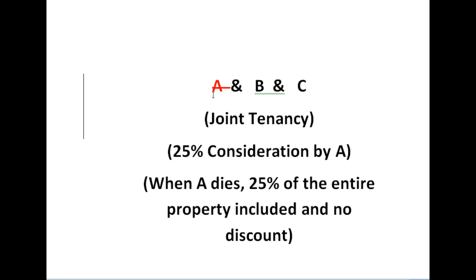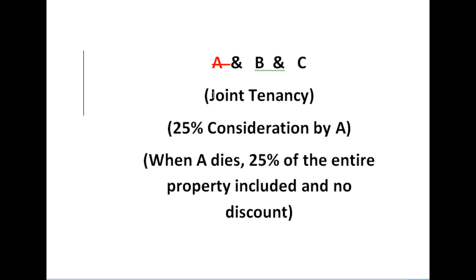In the next example, we're going to look at a situation when there's been consideration given. So if we have A, B, and C who acquired the property together, and A gave 25% of consideration between them and the others provided the other 75%. When A dies, 25% of the entire property is included, and there is no discount again that's allowed.